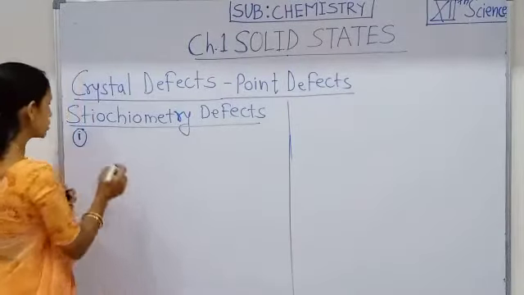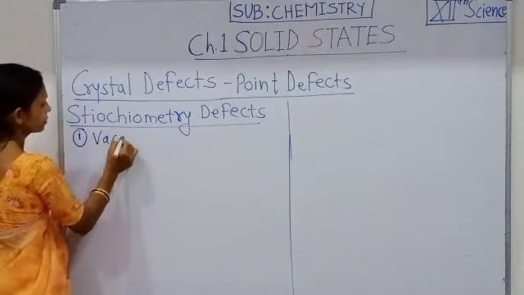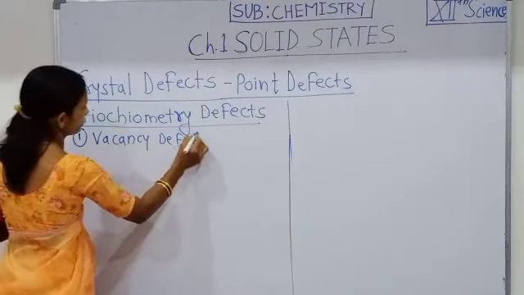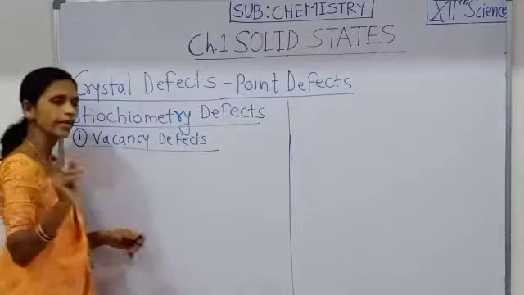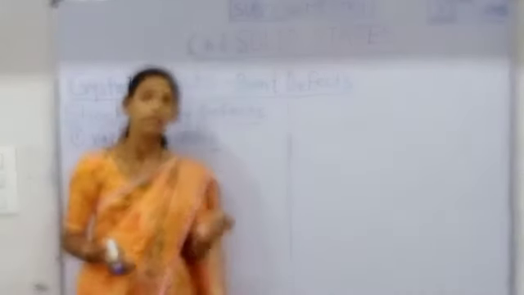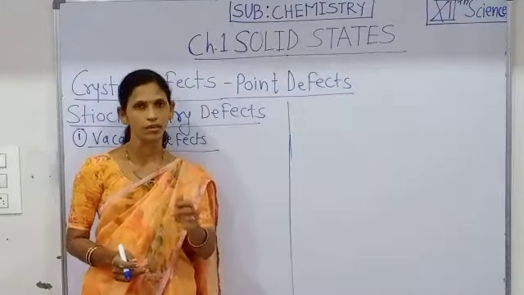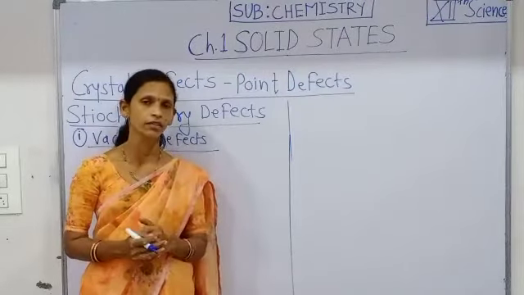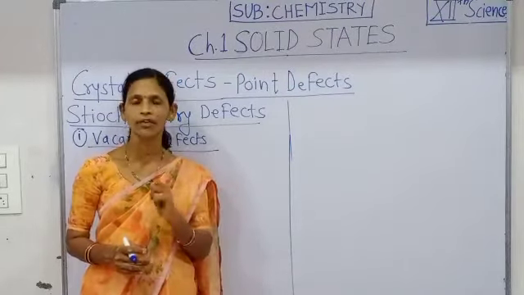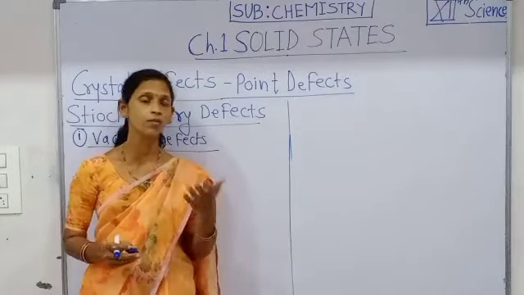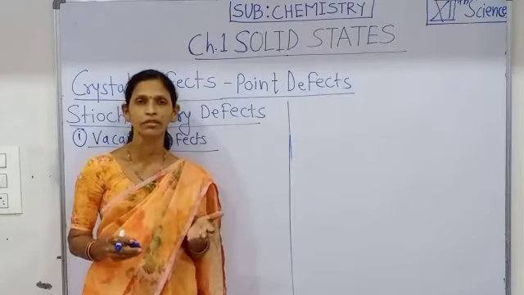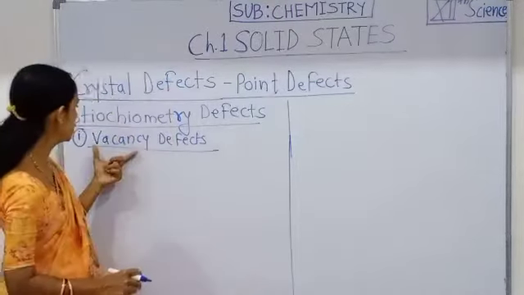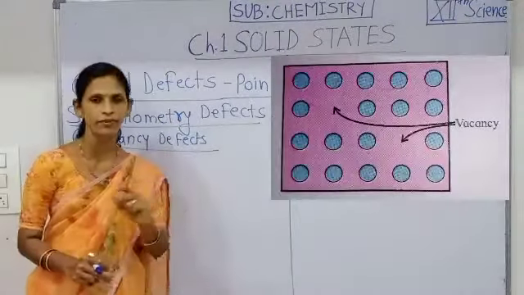The four types of stoichiometry defects are: first, vacancy defect; second, self-interstitial defect; third, Schottky defect; and fourth, Frenkel defect. We will discuss those defects one by one. First of all, the vacancy defect.